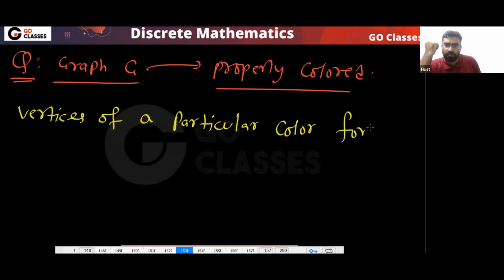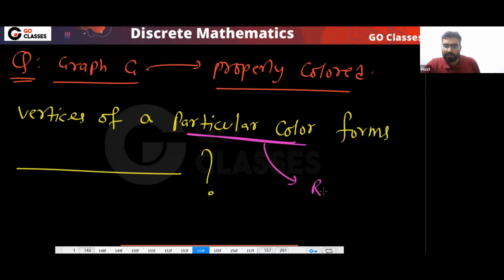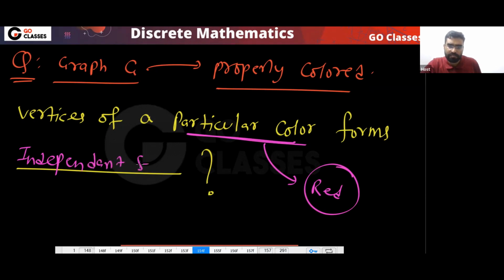What do they create? They will create an independent set. Very good, because they are non-adjacent. Take a particular color, for example, red color. If you are giving red color, it means they are an independent set. They don't have any edge, because they are pairwise non-adjacent. So they will create an independent set.